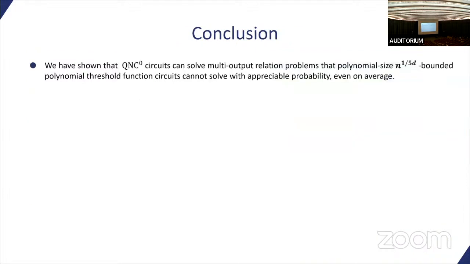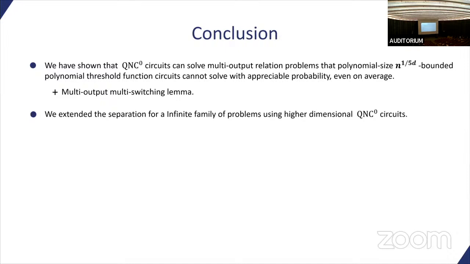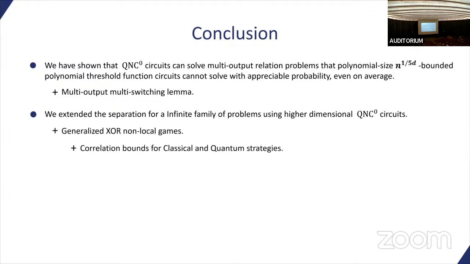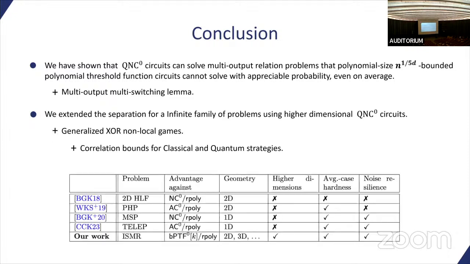And so as conclusions, we have shown there exists a problem that QNC0 circuits, so constant depth quantum circuits, can solve, and that bounded polynomial threshold function circuits with a large parameter k, so super logarithmic, cannot solve. For this, we created a new multi-output switching lemma. Then we extended this to an infinite family of problems in higher dimensions, in all prime qudit dimensions. And for this, we created some generalization of the XOR non-local games, as well as proved the correlation bounds for classical and quantum strategies. Here we have a table comparing our result to previous ones.